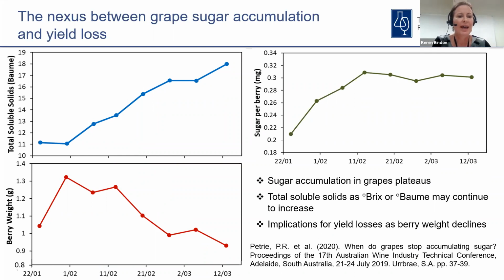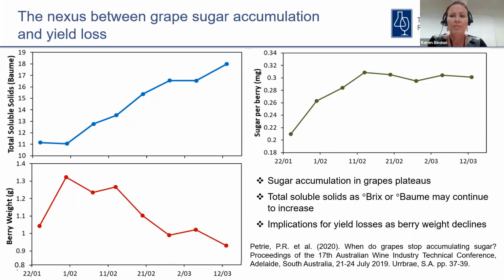So just looking here at this trend, we can see that for a particular example of Shiraz, the total soluble solids, or Baume, will increase as the grapes ripen. In particular for varieties like Shiraz, you will see a gradual decline of berry weight. The graph at the top on the right shows the sugar per berry. So this indicates that the grapevine is actually translocating sugar into the berry itself.